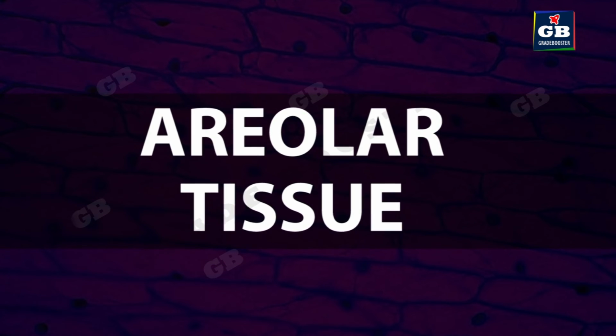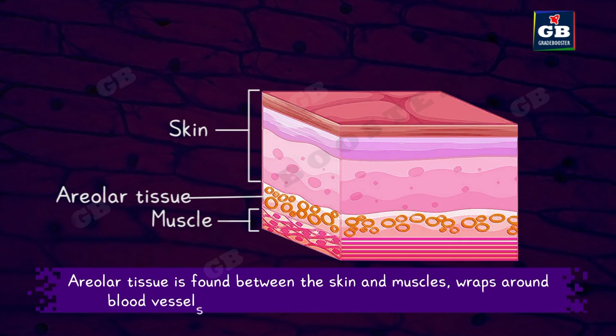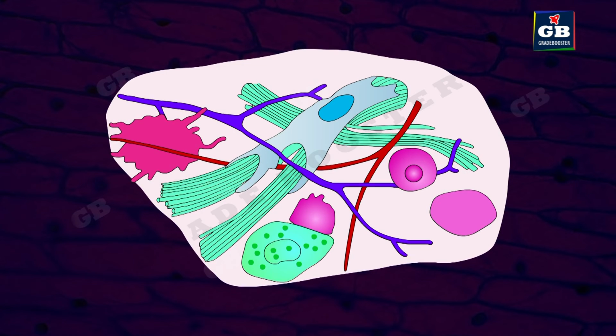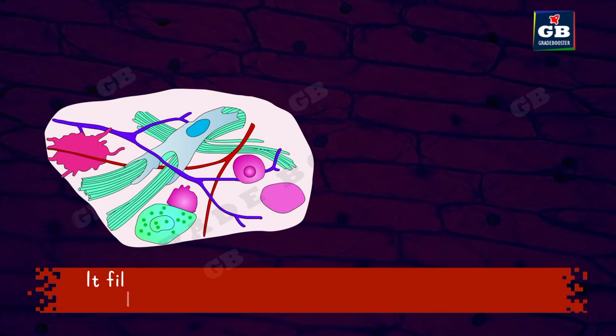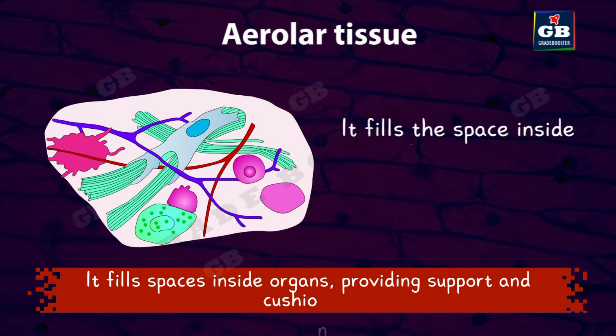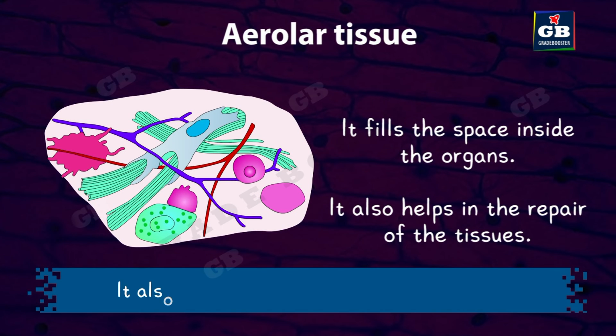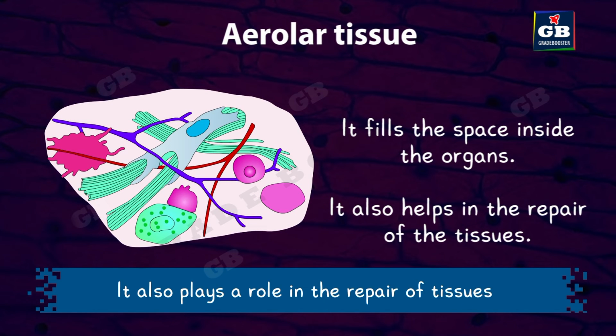Areolar tissue. Areolar tissue is found between the skin and muscles. It wraps around the blood vessels and nerves, and it is present in bone marrow. It fills spaces inside organs, providing support and cushioning. It also plays a role in the repair of tissues.